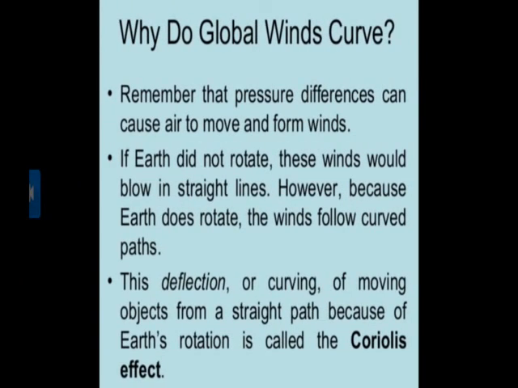Why do global winds curve? Remember that pressure differences can cause air to move and form winds. If Earth did not rotate, these winds would blow in straight lines. However, because Earth does rotate, the winds follow curved paths. This deflection or curving of moving objects from a straight path because of Earth's rotation is called Coriolis effect.